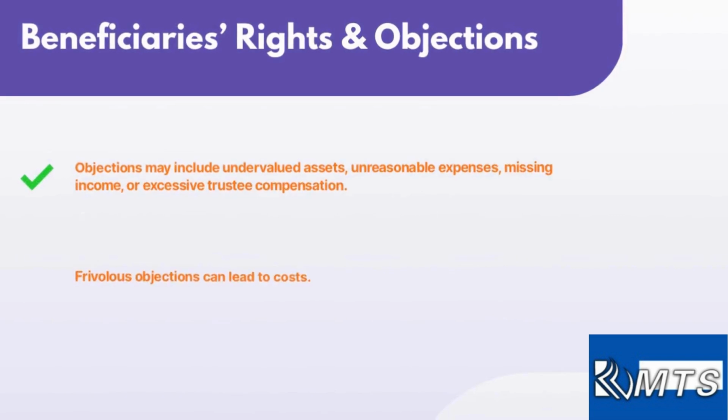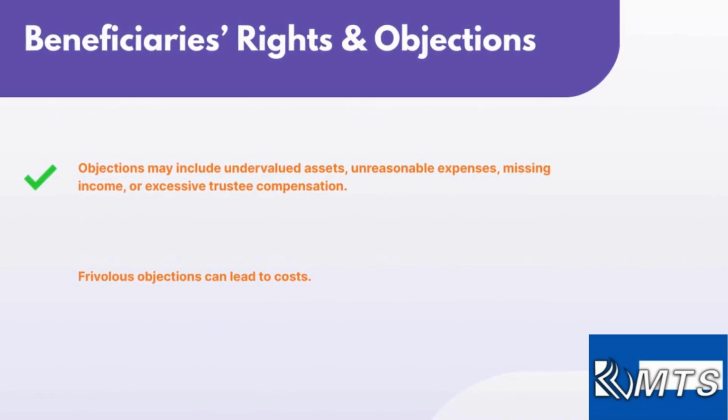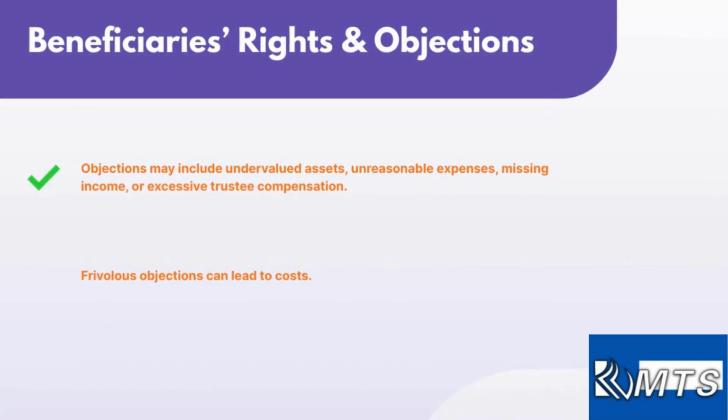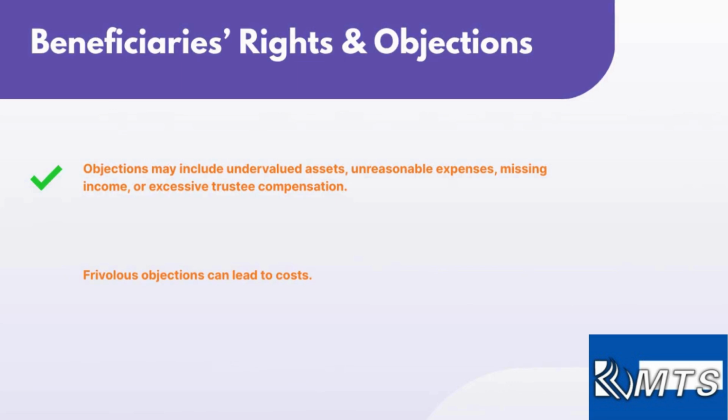Beneficiaries' rights and objections. Objections may include undervalued assets, unreasonable expenses, missing income, or excessive trustee compensation. Frivolous objections can lead to costs.